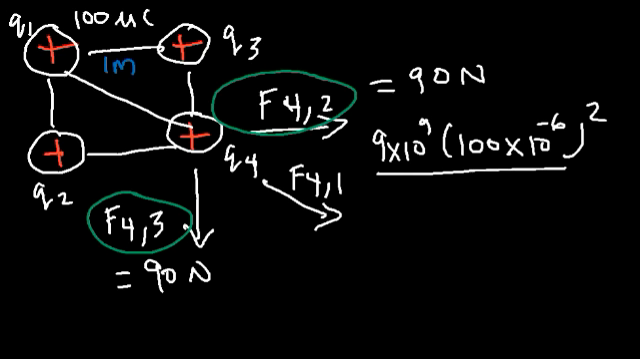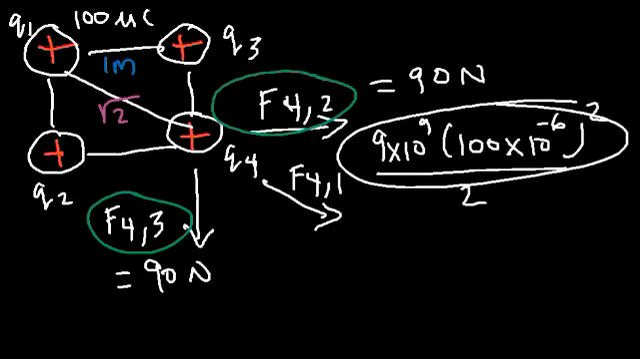So the distance between Q1 and Q4, we're going to write square root 2. If we square square root 2, then it's just going to be 2. So if R is root 2, R squared is 2. So this is going to be 90, since we got it last time, divided by 2. So that's 45.